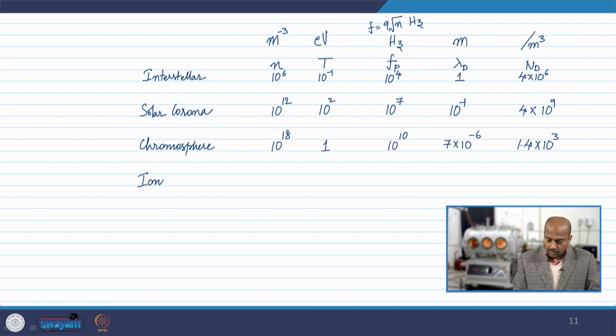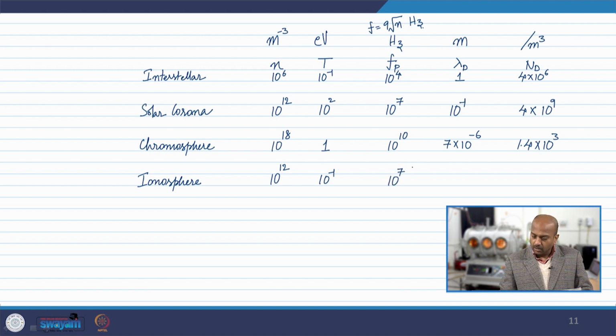Ionosphere is another region where plasma can be naturally found. The typical densities are of the order of 10 to the power of 12 per meter cube. The temperature is 10 to the power of minus 1, and plasma frequency becomes 10 to the power of 7 hertz. The Debye length is 10 to the power of minus 3, and the plasma parameter is 3 times 10 to the power of 4 per meter cube.